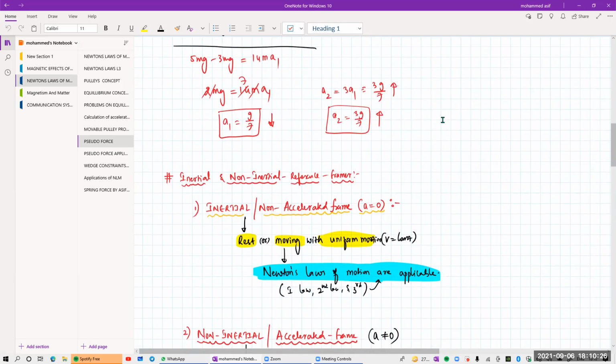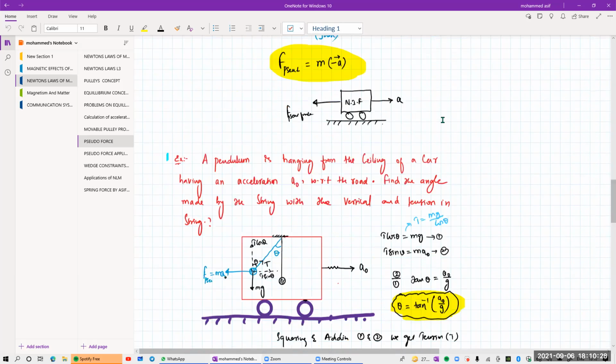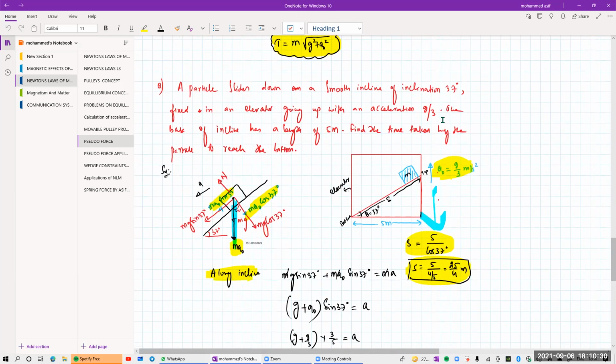It's an accelerating frame. Acceleration a naught is equal to g by 3. Yes, this is an accelerating frame. So we need to apply the pseudo force on this body in the downward direction, because this elevator is moving upwards with acceleration g by 3. We need to apply the pseudo force on this small m in the downward direction. See here, I've drawn the FBD with the weight mg in the downward direction. Pseudo force is also in the downward direction, opposite to the acceleration of this one.